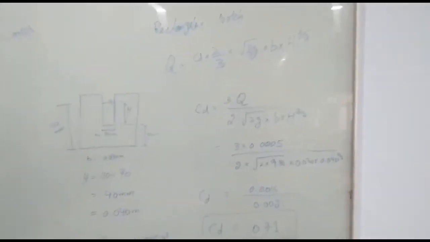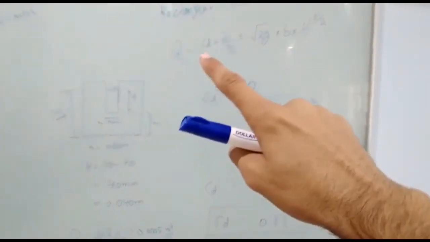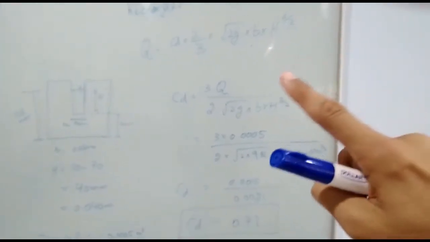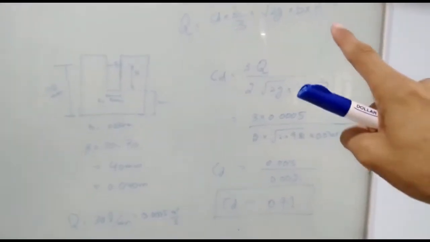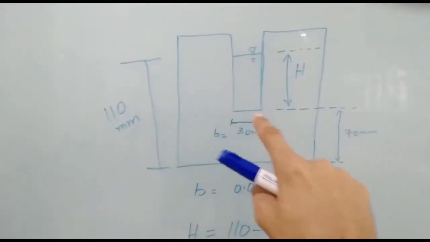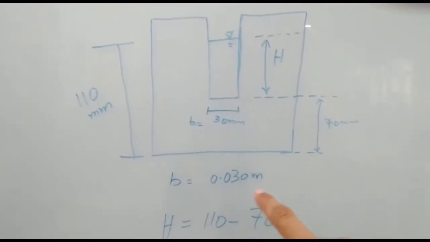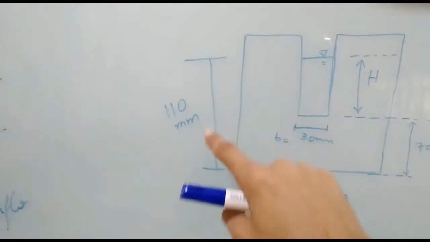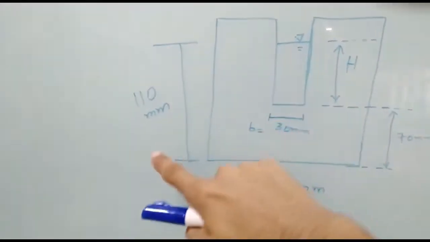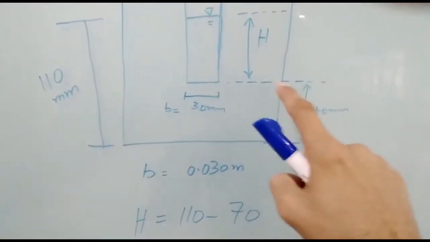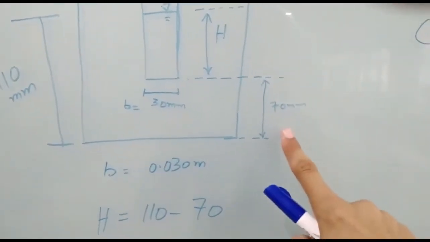Alright, so for the rectangular notch I have this formula: Q is equal to CD times 2 by 3 times the square root of 2G times B times H power 3 by 2. So here from the geometry we know that our notch has a B value of 30 millimeters, right? So I have converted it to meters, and then I have measured the total height above the base of this weir, which was 110 millimeters, right?